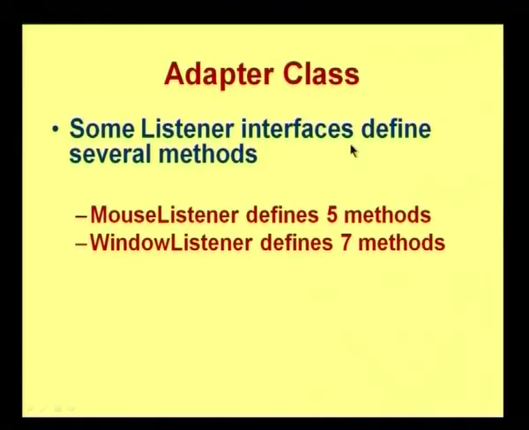Next we will move on to adapter classes. Some listener interfaces define several methods. For example, your mouse listener has 5 methods, and we have seen that your window listener has 7 methods. I already told you that whenever I have an interface, all the methods need to be implemented, even though there is no need for us to handle all the events.